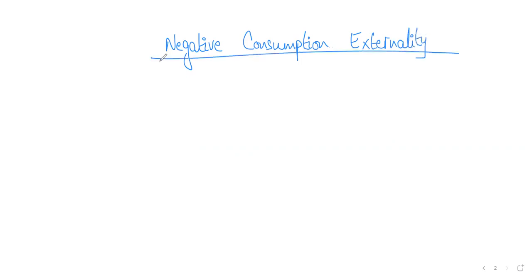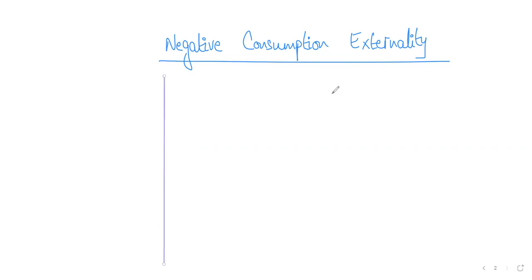And look at the graph. After seeing the first graph, you should find this one easier. Negative consumption externality. Okay, now think about this. We'll do the same procedure again. First of all, we will make the graph, label the axes, and then we'll move forward from there. So let me choose a different color here. You'll make a normal graph first.